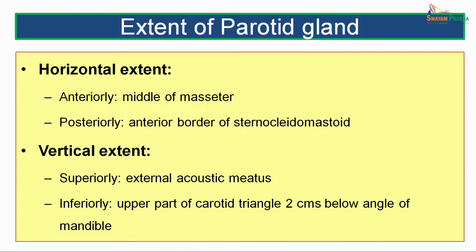Let us now see the extent of the parotid gland. The horizontal extent of the gland: anteriorly the gland extends up to the middle of the masseter muscle, while posteriorly it extends up to the anterior border of the sternocleidomastoid muscle. Vertical extent of the gland: superiorly it extends up to the external acoustic meatus, whereas inferiorly the extent is up to the upper part of the carotid triangle 2 centimeters below the angle of the mandible.